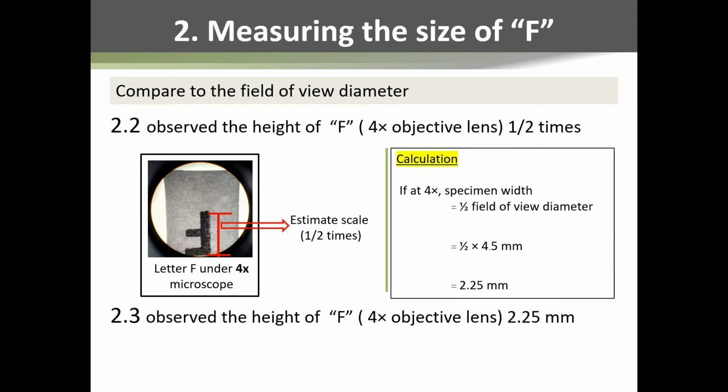Next, you can follow the calculation to estimate the height of the F. At 4x, the specimen height is half of the field of view diameter. It's equal to half times 4.5 millimeters, which is 2.25 millimeters. We know that the field of view is 4.5 millimeters. Then the height of the letter F is 2.25 millimeters.